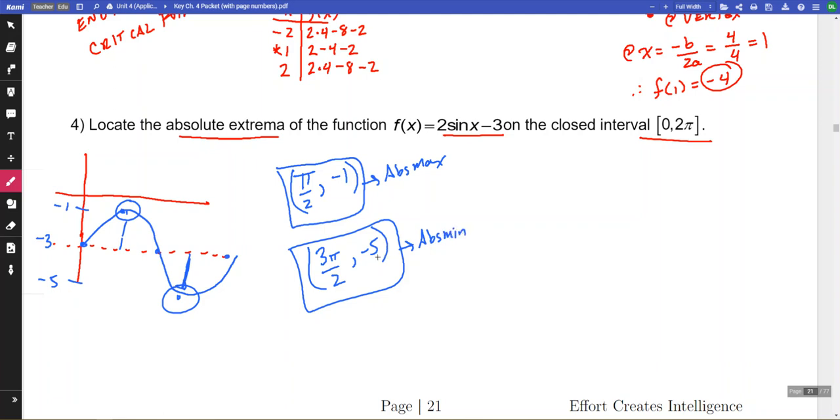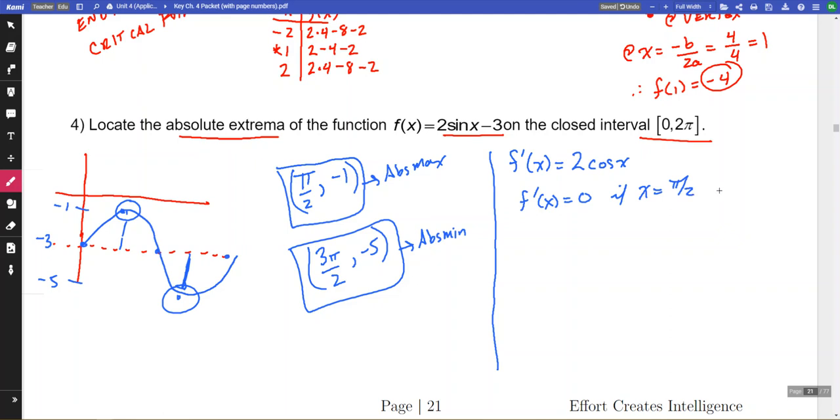But once again, we did that without calculus. But if I'm going to use the calculus, if I'm going to do the candidates test, I need to find f prime. F prime of x is going to be 2 cosine of x. F prime of x is going to be equal to 0 if x is equal to pi over 2 or x is equal to 3 pi over 2. Then I'm going to want to come in and evaluate x and f of x at the endpoints as well as at the critical points.